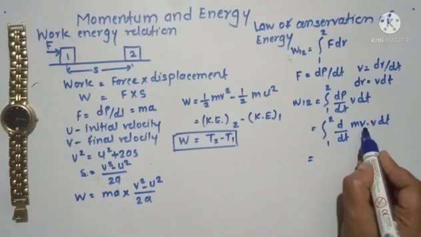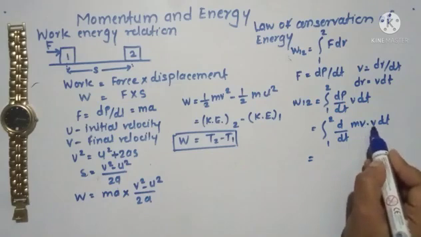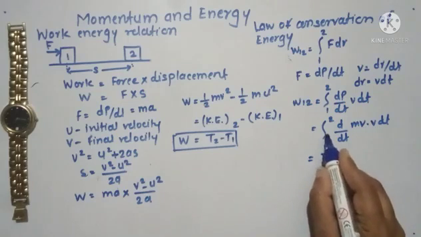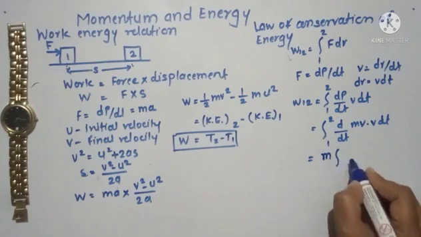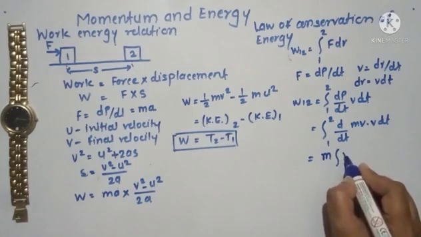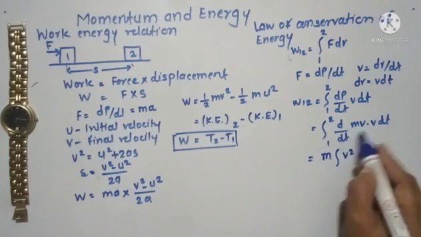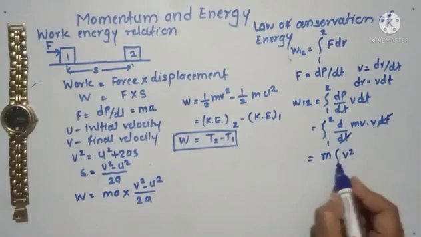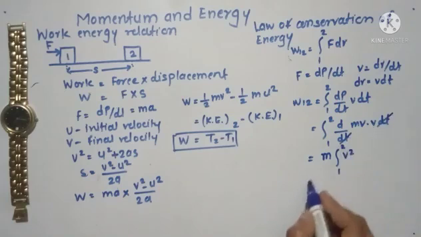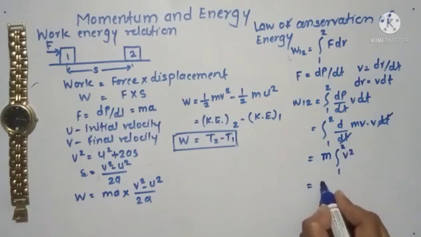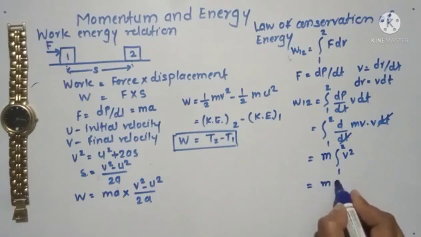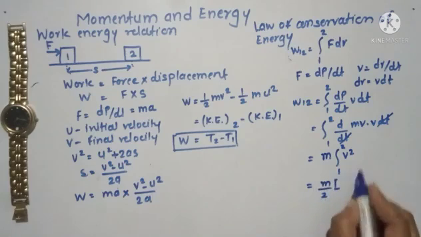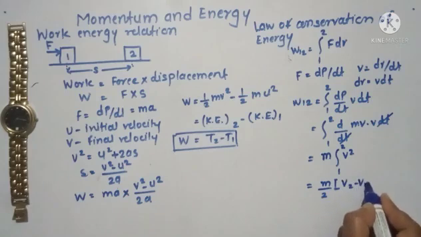So this v into v will become v square. This m is constant, so it will come out of this integration. So we are going to get v square, and this dt will get cancelled. So from 1 to 2, this is nothing but m upon 2, and it will be v2 minus v1.